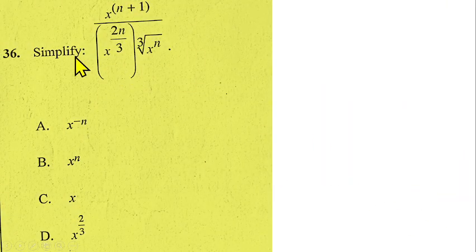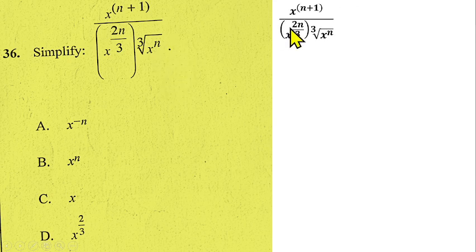Question number 36. Simplify this initial expression. We have x raised to power n plus 1 over x raised to power 2n over 3, multiplied by the cube root of x raised to power n. Like I said, the question is from indices. So we have to simplify this to the simplest form.